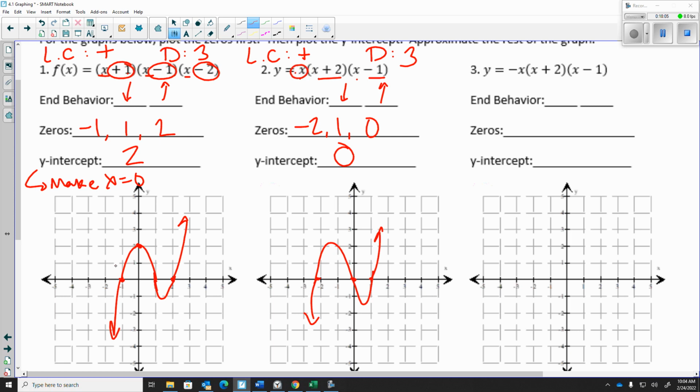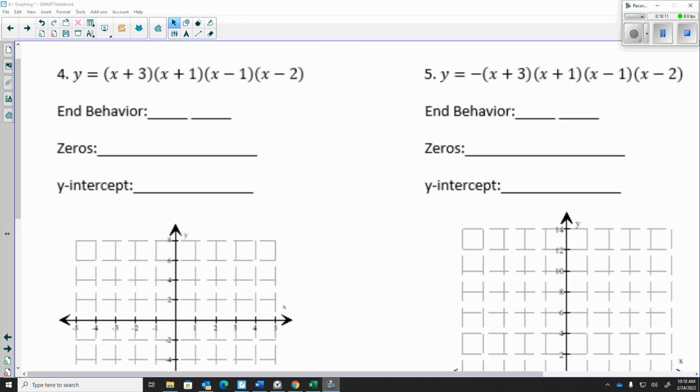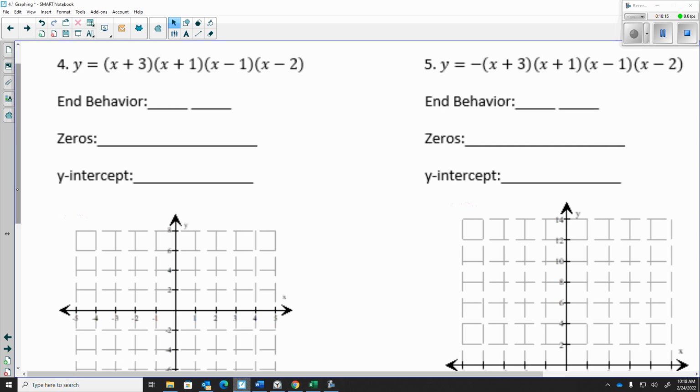Okay, why don't you try this one on your own? It'll be a little bit different. Ready, set, go. All right. Some of you got it. Some of you are working on it. Let's just get on the same page.